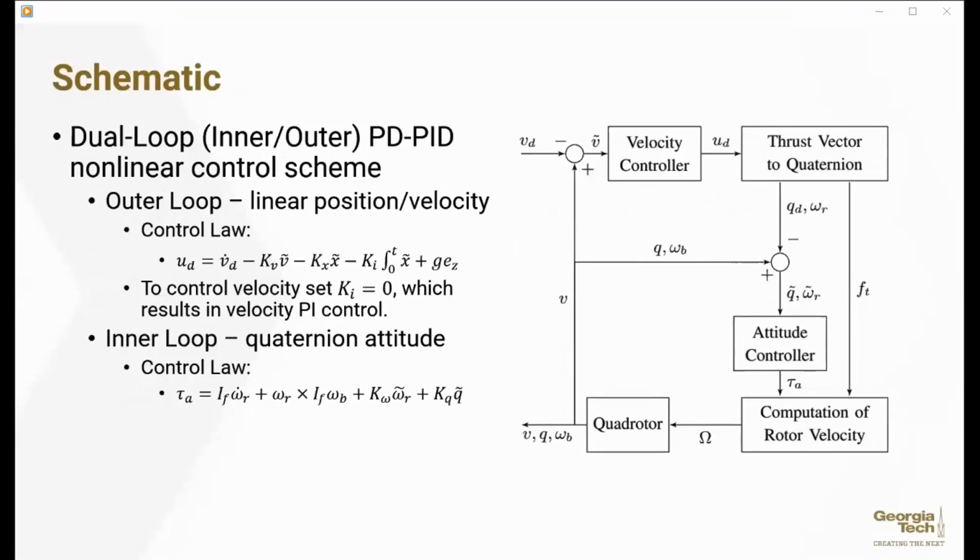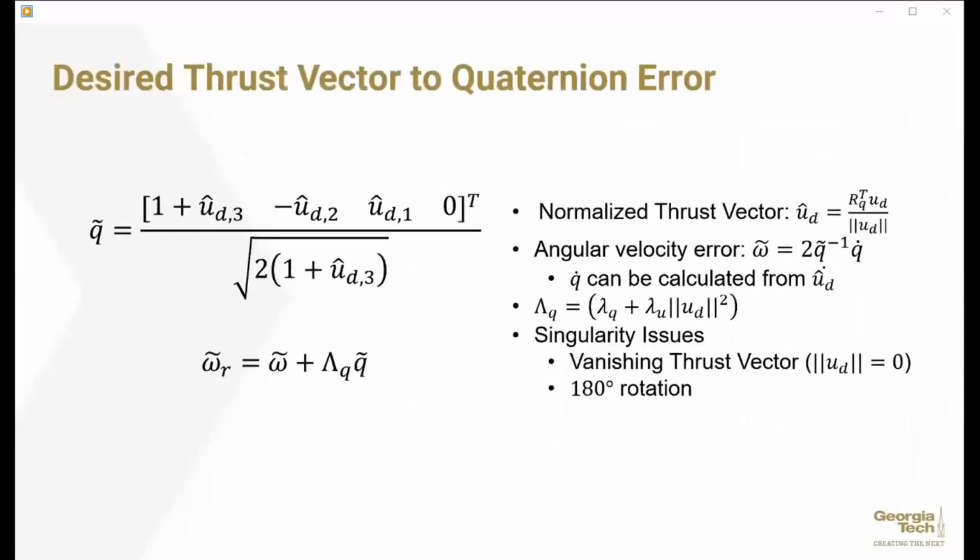The novelty of this controller can be seen in the way the two control laws are linked, in which the desired thrust vector UD obtained from the position control law is converted into the error terms used in the inner attitude control law. The conversion is done as such. This simple conversion eliminates most singularities and allows the quad-rotor to fly with little attitude limitation.